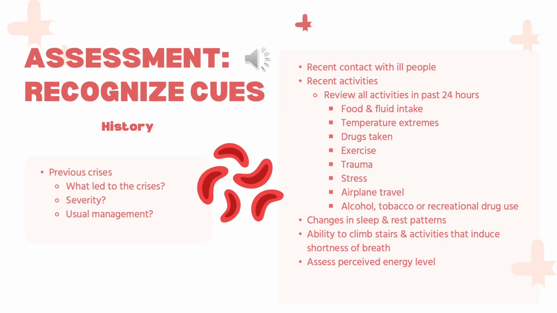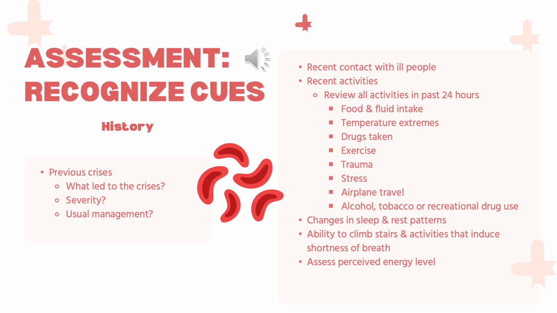All right, moving into our nursing assessment for sickle cell disease. So assessment is very important to be able to manage sickle cell disease because it allows us to identify cues that may indicate a crisis or a complication. So we always start with our assessment by gathering the patient's history, and we want to begin by asking about any previous crises, specifically asking about what triggered them, the severity, and how the crisis was managed. This provides really important context for understanding the patient's condition and their typical response to crises.